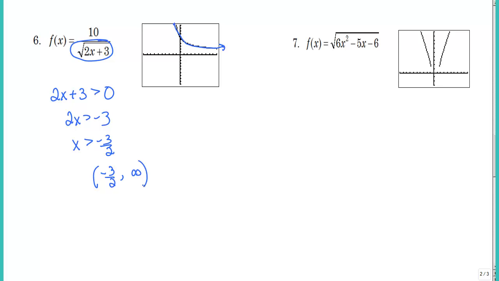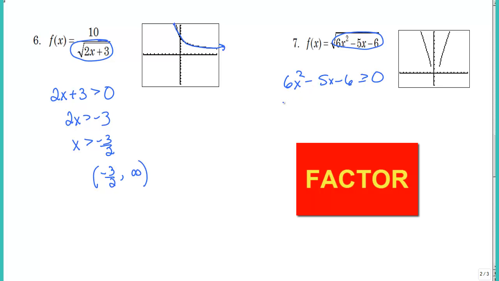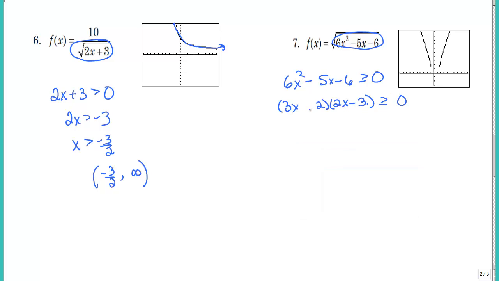Now number 7 is harder. There's no real shortcuts. The graph does help, but this is what you've got to do. Got to set that greater than or equal to 0. You have to factor that. You've got to learn how to factor. I believe that is correct.